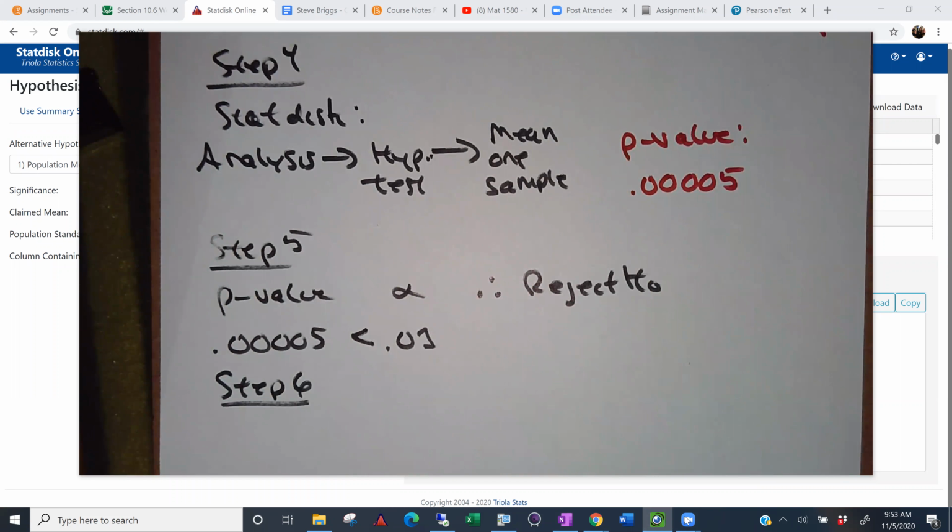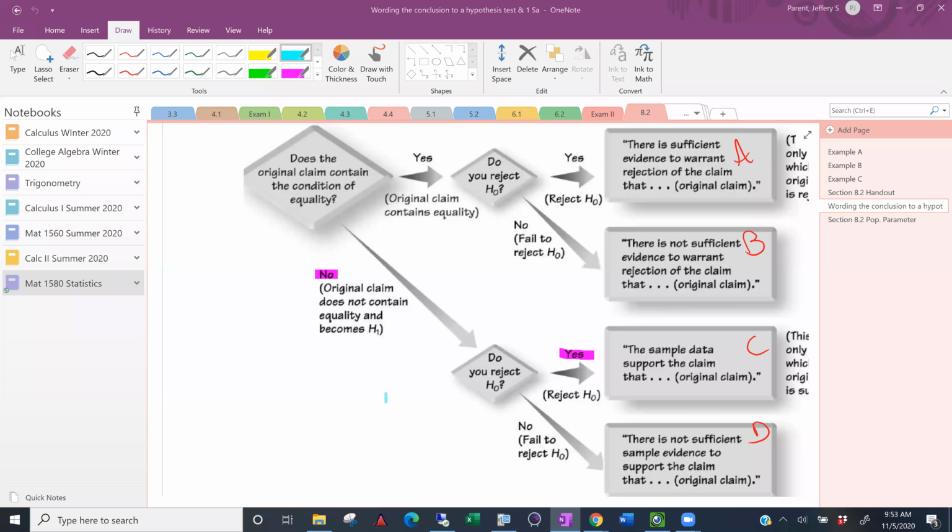So let's go to step 6 and figure out what the conclusion is going to be. So you might want to pull up that handout again. So here it is right here. Try and figure out which one of these, and I've labeled them A, B, C, or D, is what you're going to use to help frame your conclusion.